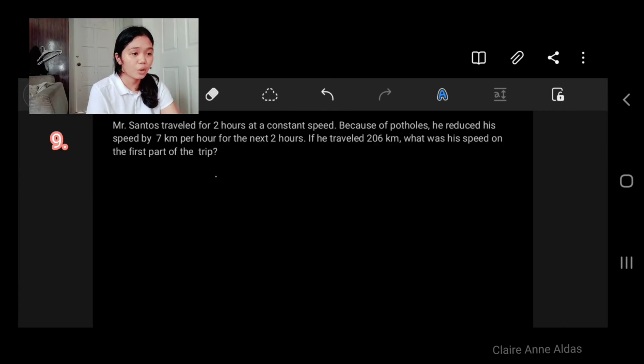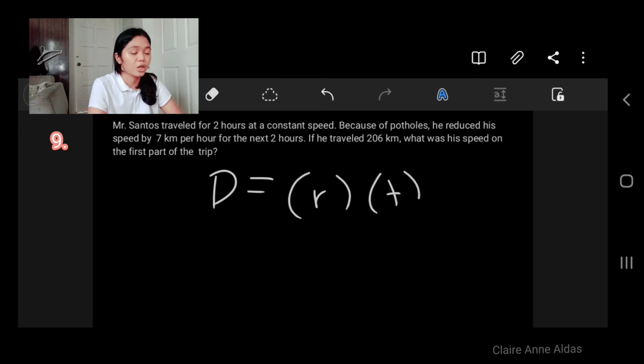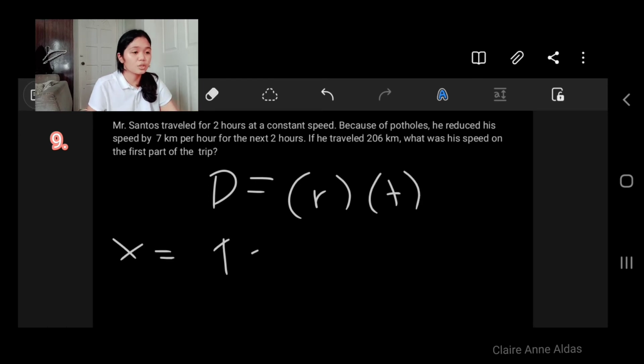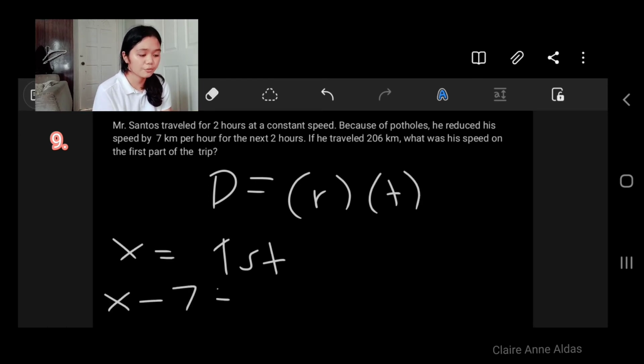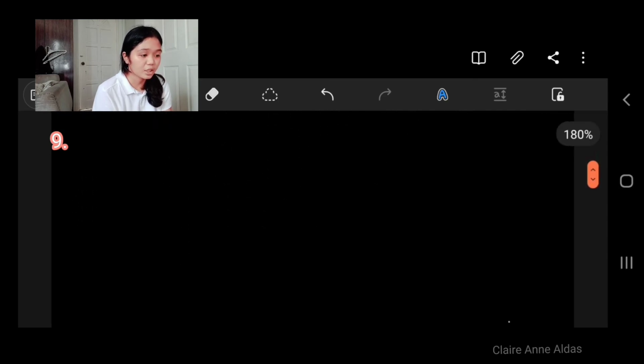Mr. Santos traveled for 2 hours at a constant speed. Because of potholes, he reduced his speed by 7 km/h for the next 2 hours. If he traveled 206 km, what was his speed in the first part? We will use the formula distance equals rate multiplied by time. Let x be the speed in the first part of his trip and x minus 7 in the second part since he reduced his speed by 7 km/h.